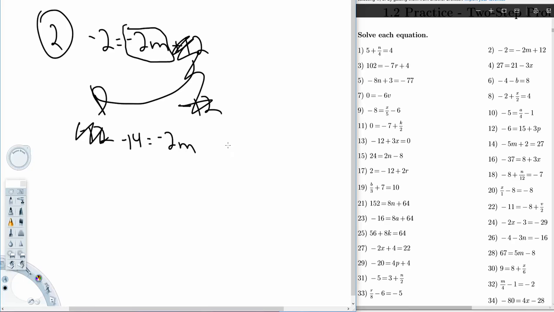Negative 2m really means negative 2 times m. So if we multiply times negative 2, we have to divide by negative 2 to get this amount. So we divide both sides by negative 2. Negative 2m divided by negative 2, these cancel out. We're left with just m, right? The two negatives cancel each other. We have negative 14 divided by negative 2 equals 7. And that is the right answer.